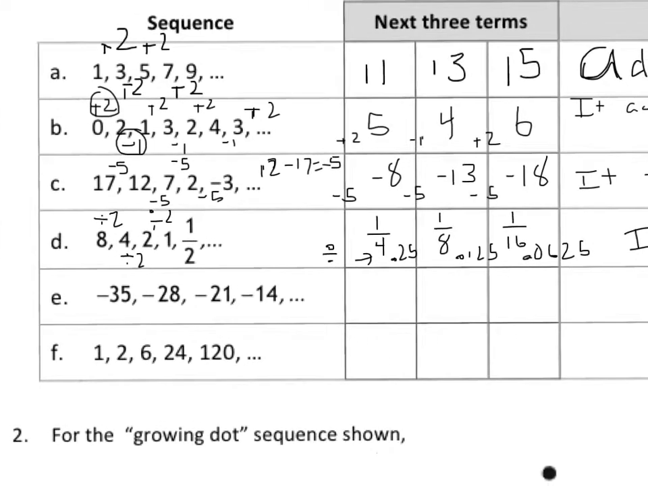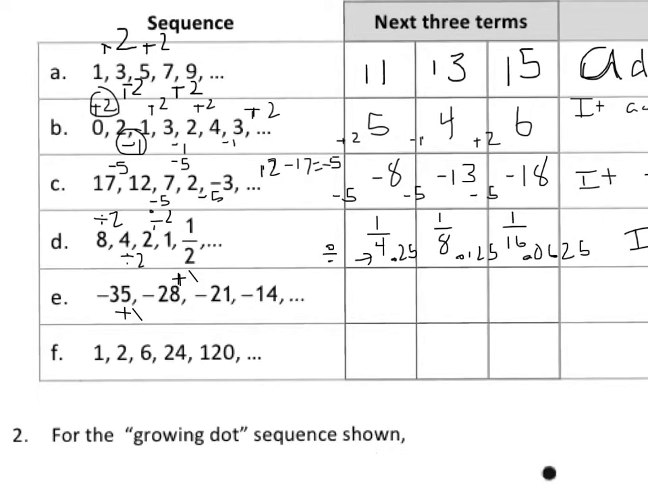Ooh, some more negative numbers now, so let's take a look at this one. So negative 35, negative 28, negative 21, negative 14. And I'm looking at that, and I'm thinking, if I remember my 7 facts, these are all multiples of 7. So like 7 times 5 is 35, and 7 times 4 is 28. So I think there might be something ongoing here where if I add 7, I'll get the next term.